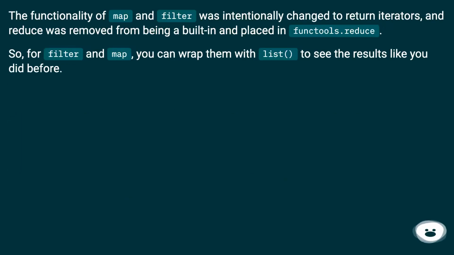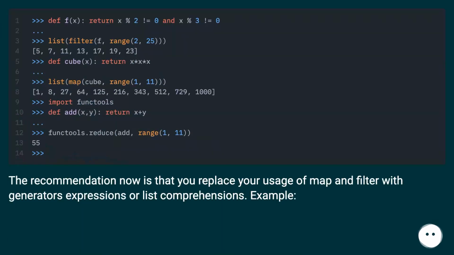The functionality of map and filter was intentionally changed to return iterators, and reduce was removed from being a built-in and placed in functools.reduce. So, for filter and map, you can wrap them with list to see the results like you did before. The recommendation now is that you replace your usage of map and filter with generator expressions or list comprehensions. Example.